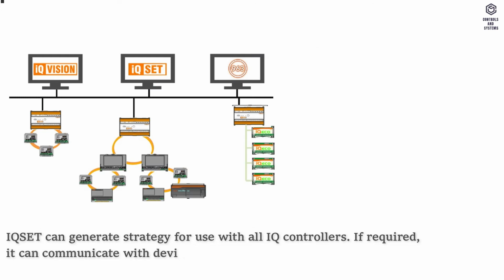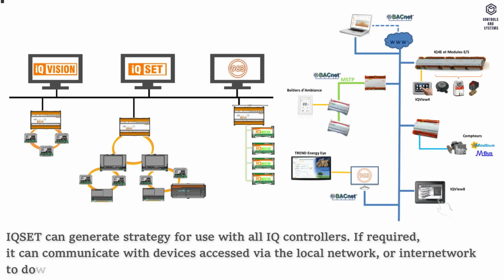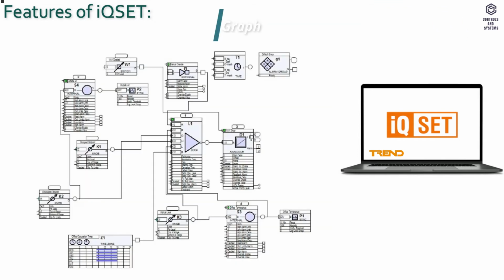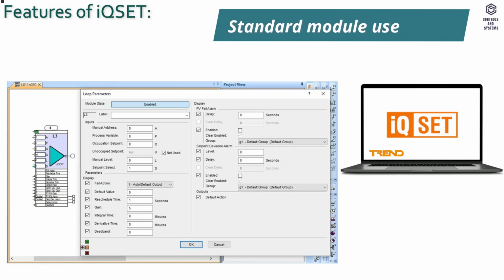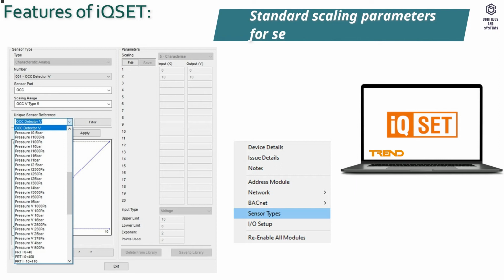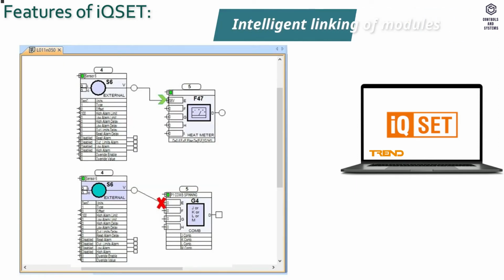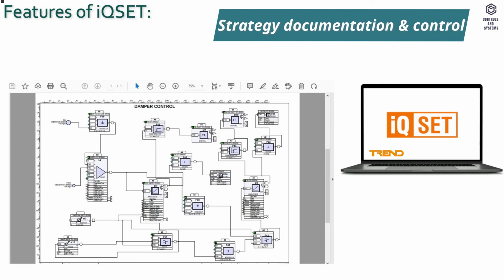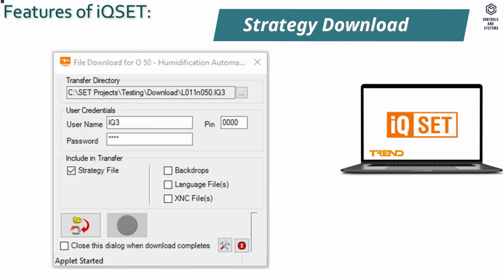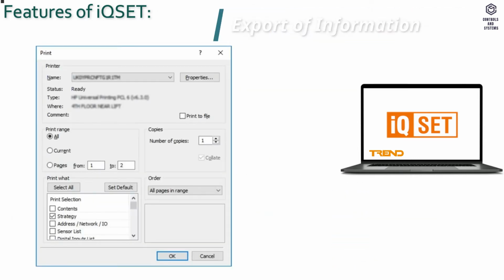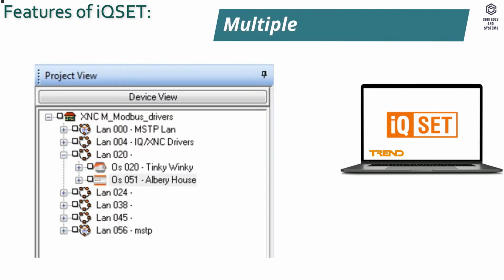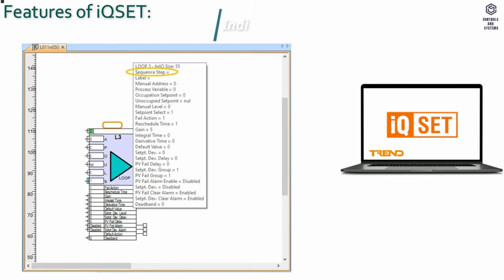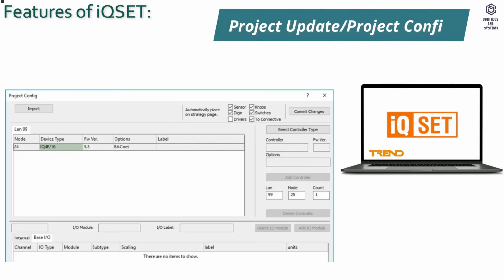If required, it can communicate with devices accessed via the local network, or internetwork, to download the strategy. Features in IQSET are: automatic module numbering and sequencing, graphical representation of strategy, standard module use, sequence table management, standard scaling parameters for sensors, intelligent linking of modules, automatic routing of module links, easy use of frequently used strategy, strategy documentation and control, fast access to strategy, strategy download, strategy comparison, export of information, file organization, group parameter edit, multiple controller add, connection wizard, IQSET VCNC, looped back strategy checks, indication of unsequenced modules, project update and project config.